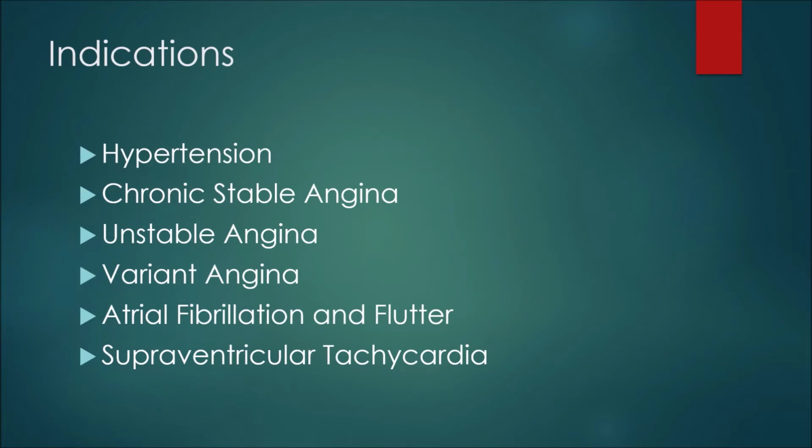In terms of indications or reasons we would prescribe verapamil to a patient, we may see this medication used in hypertension or high blood pressure, as well as in chronic stable angina or chest pain. Aside from stable angina, it can also be used in unstable angina, as well as variant angina. Patients with atrial fibrillation or flutter may use this medication. And finally, patients with supraventricular tachycardia may also use verapamil.